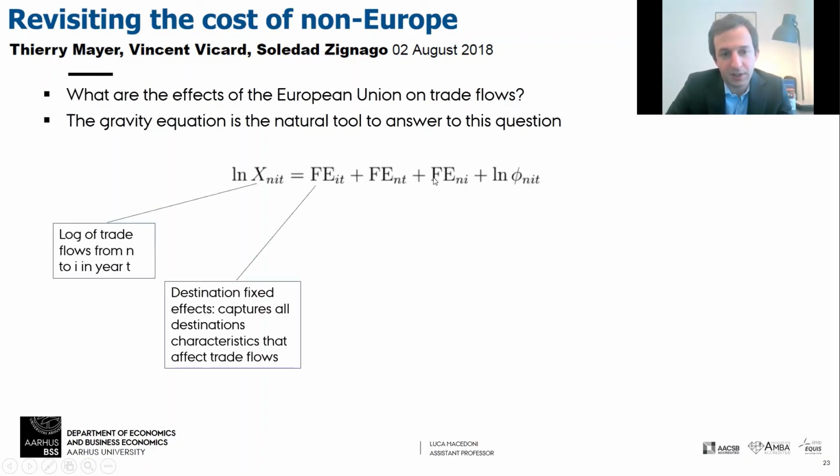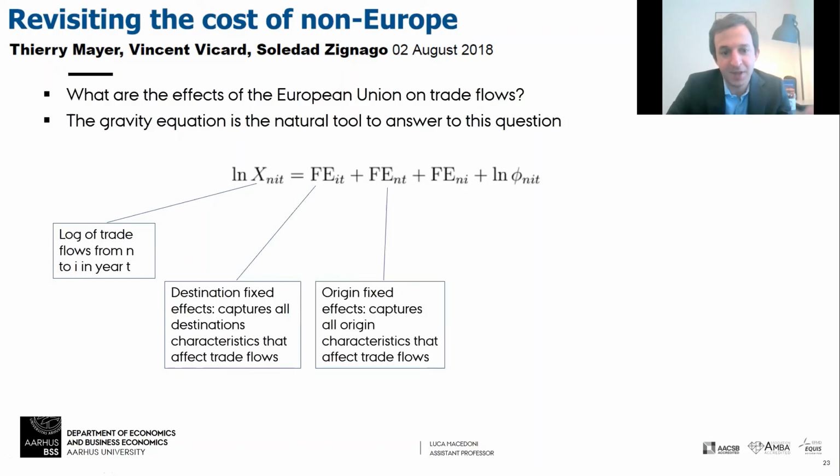So, as I said, the destination fixed effect or destination dummy variable captures everything that's happening in the destination in the year. The origin dummy variable captures everything that's happening at the origin in the given year. This is perhaps GDP, this is perhaps protests, this is perhaps anything.